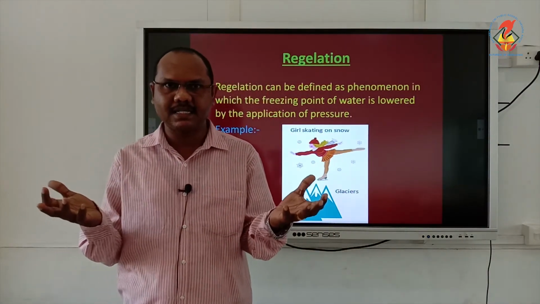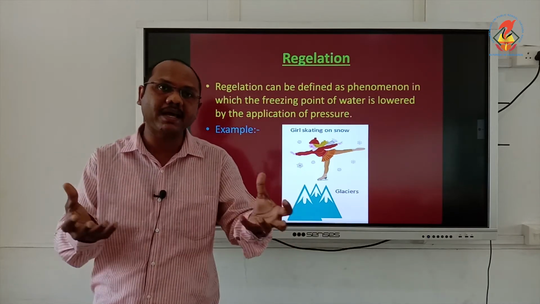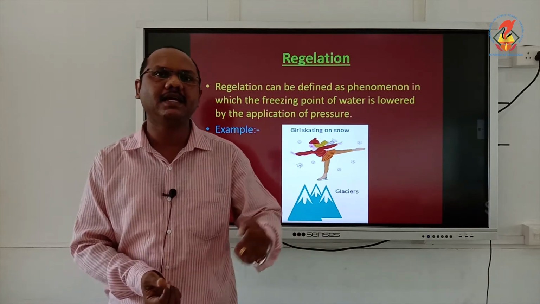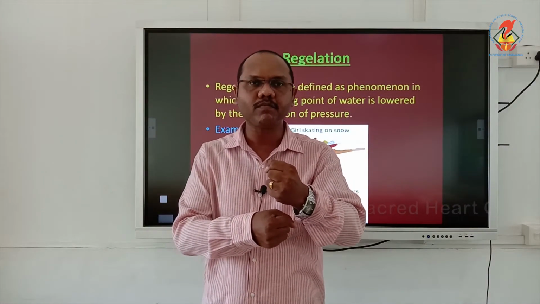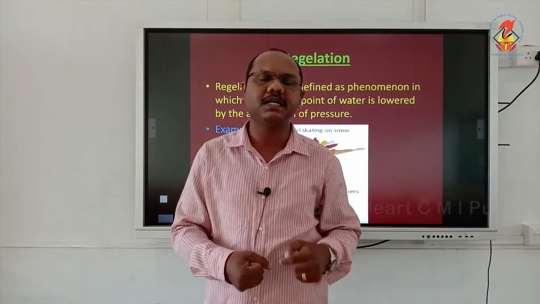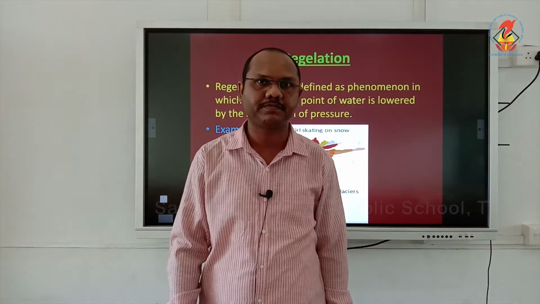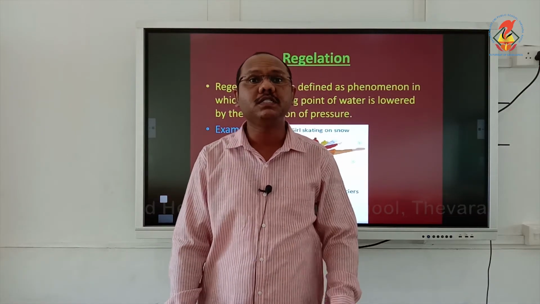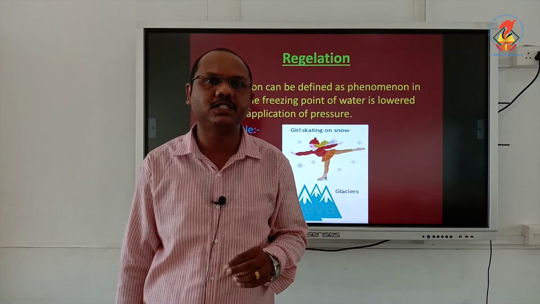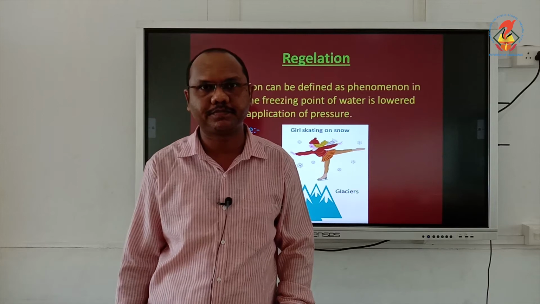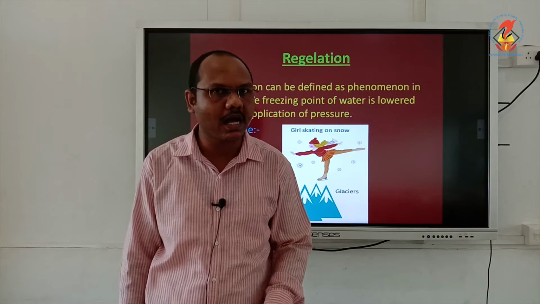You take ice at -4 degree or -5 degree Celsius, and then take a knife and press the ice hard. The point where you are pressing, at that point the ice will start melting, because when pressure increases the melting point will decrease. So ice melts at a lower temperature when the pressure is applied.